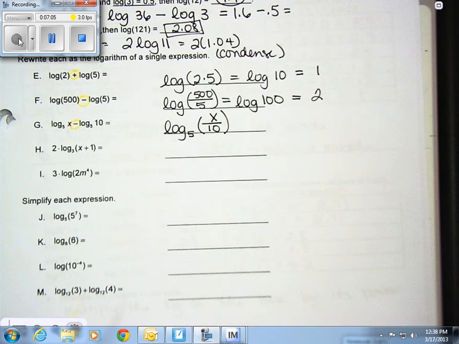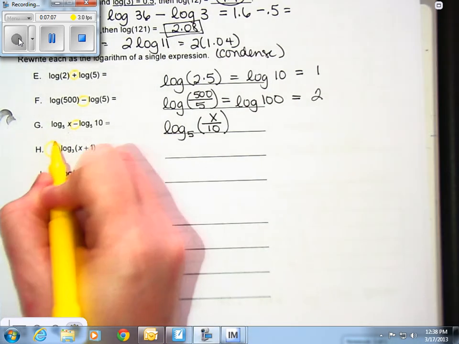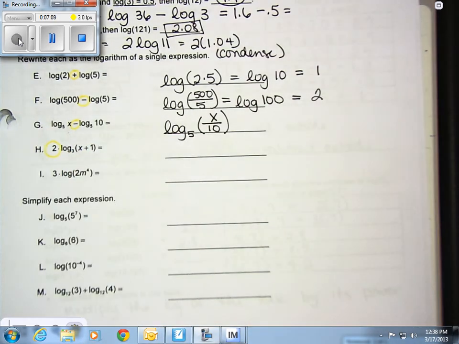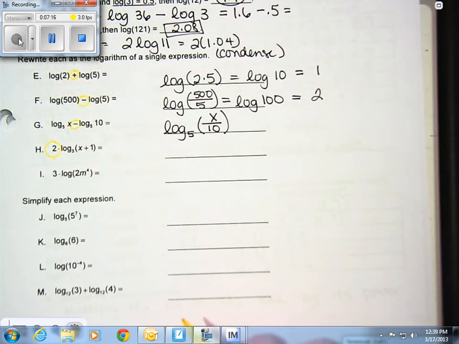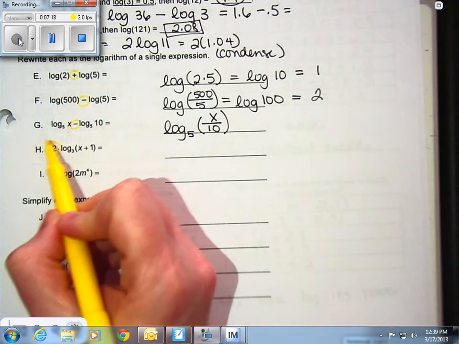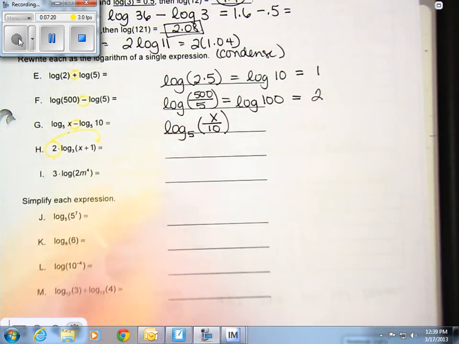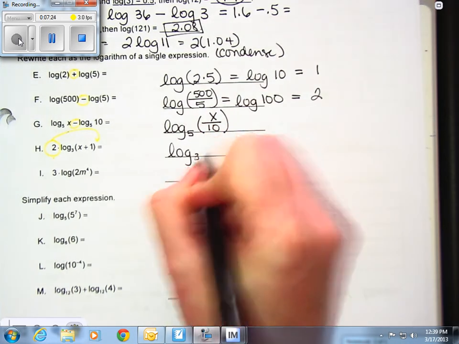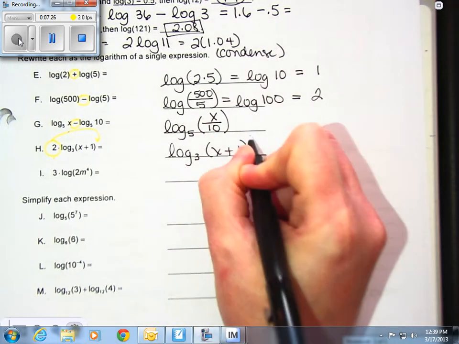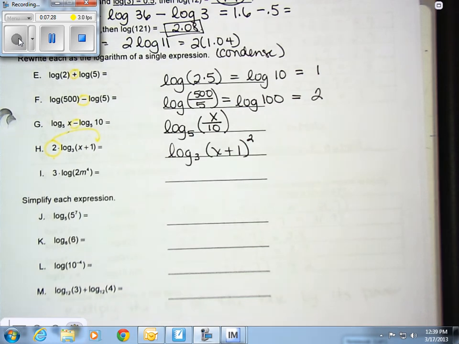But what you'll notice that I see in this problem is I see a product. I see 2 times that number. Whenever I see 2 times something, that tells me that this number should be the power on the argument of our logarithm. So it's going to move up here. So this is going to be rewritten as log base 3 of x plus 1 squared. And you could square that out if you want to, x plus 1 times x plus 1, but I'm okay with you leaving it just like this.